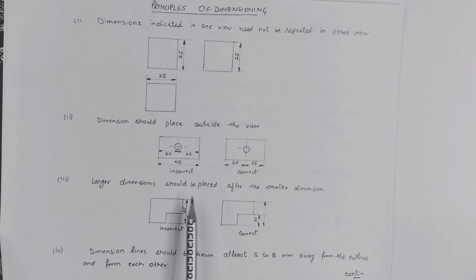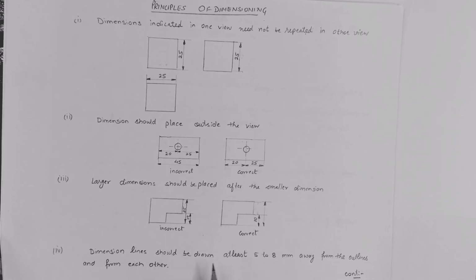Larger dimension should be placed after the smaller dimension. As already discussed, we have to place larger dimension after shorter dimension. So this one is correct because in this case, this extension line is not intersecting with any dimension line. But in this case, you can see the extension line of 10 unit is intersecting with the dimension line. So this is incorrect, this one is correct.